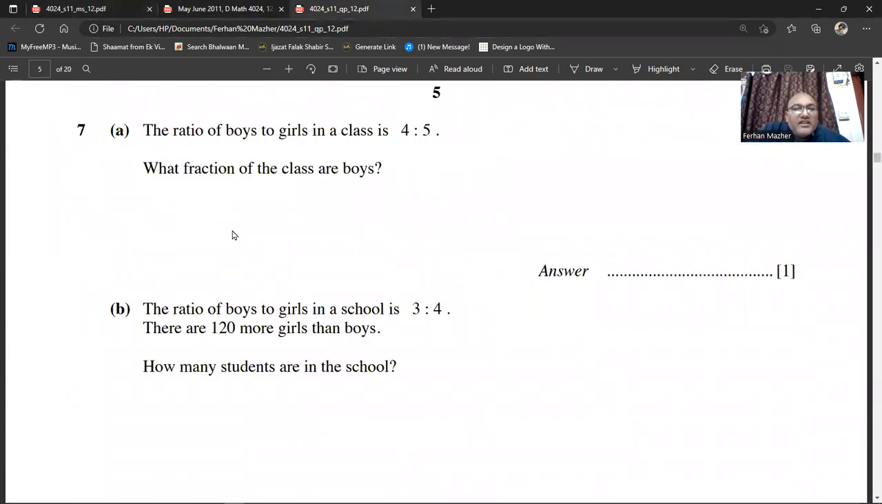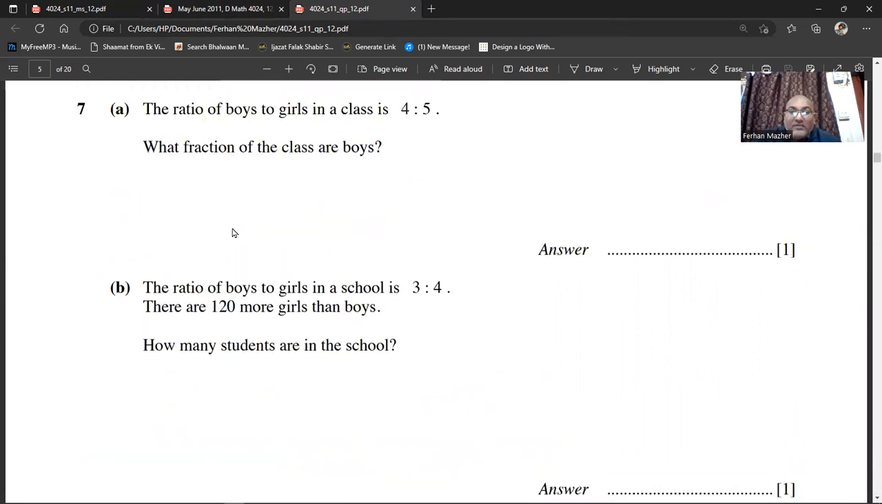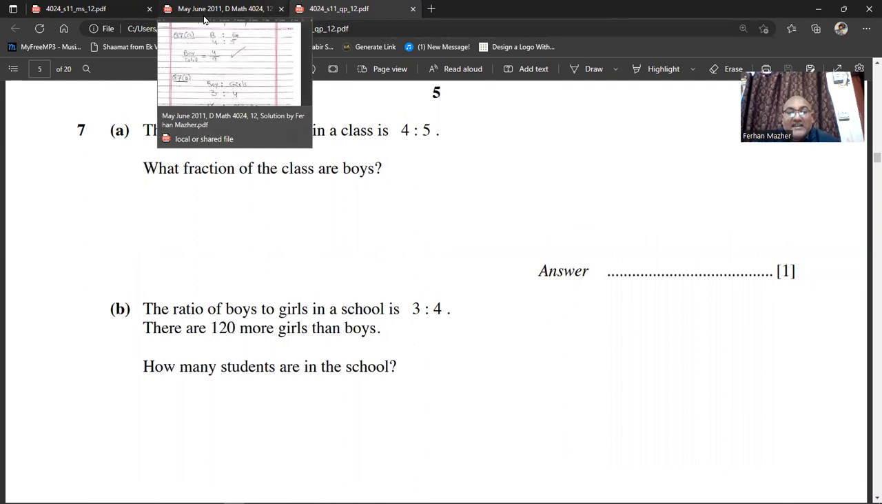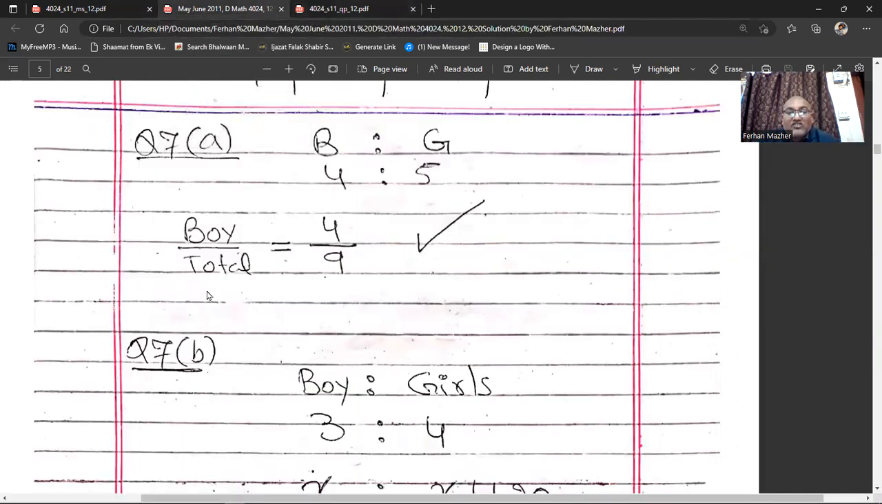Okay. Then question number 7, it's B part. They say the ratio of the boys to girls in a school is 3:4. So 3 boys and there are 4 girls. There are 120 more girls than boys. So how many students are in the school? So it's a 1 mark question. Suppose that the number of boys is X, then the girls will be X plus 120.